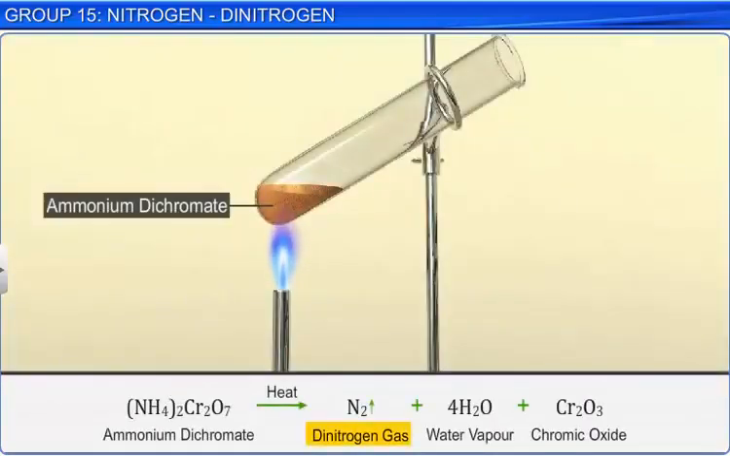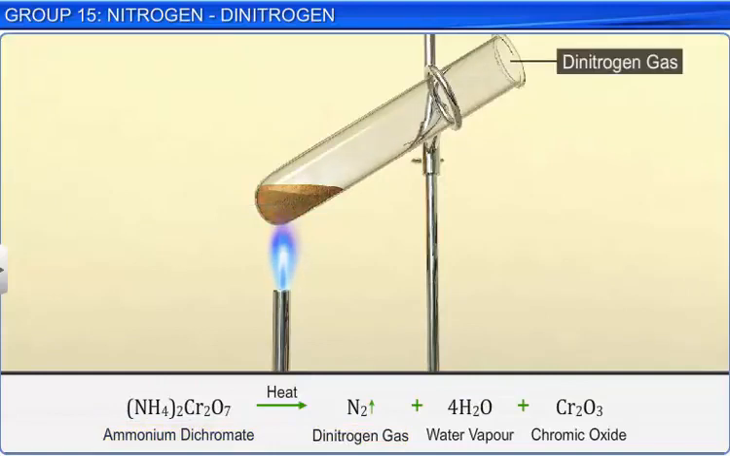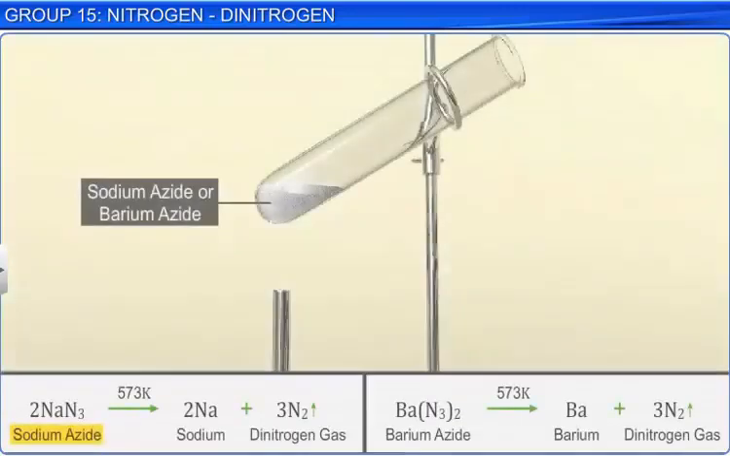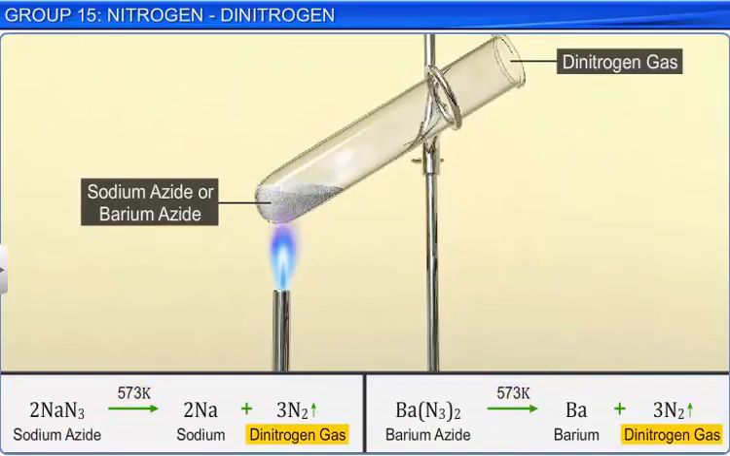Dinitrogen can also be obtained by thermal decomposition of ammonium dichromate. The chemical equation corresponding to this reaction is shown here. Sodium azide or barium azide, when heated carefully to about 573 Kelvin, undergoes thermal decomposition to produce dinitrogen. The dinitrogen so produced is very pure.